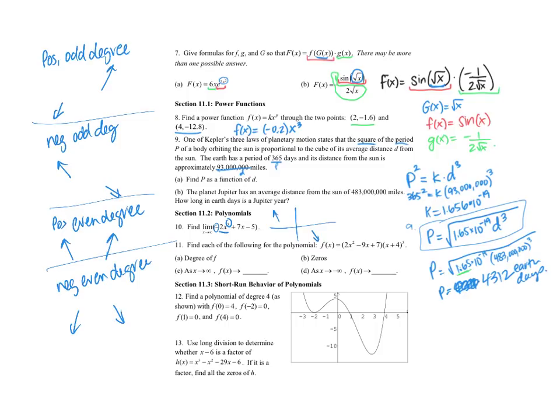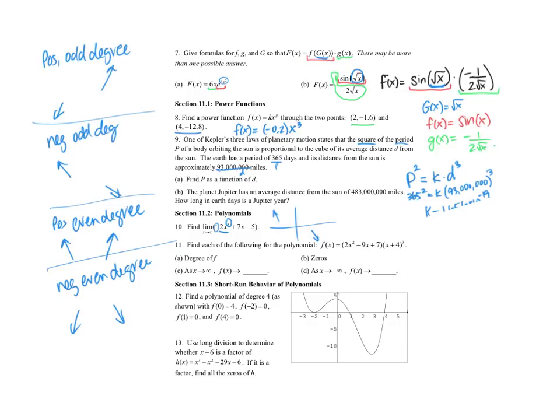All right, so next, it says find each of the following for the polynomial. Okay, so I have this polynomial here. So the degree, I have a quadratic multiplied by a cubic. So the highest degree is going to be 2 plus 3. So the highest degree is 5. And the zeros are negative 4 with multiplicity 3.